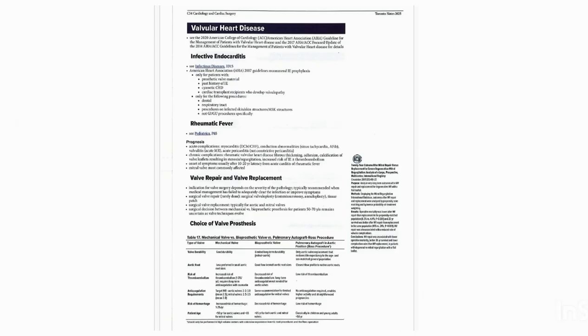Valvular heart disease. Now we begin with valvular heart disease. The Toronto Notes recommend referring to the 2020 American College of Cardiology and American Heart Association guidelines, and the 2017 ACC and AHA focused update for the most current recommendations on diagnosis and management. These guidelines help determine when patients require medical therapy, intervention, or surgery based on disease severity and symptoms.